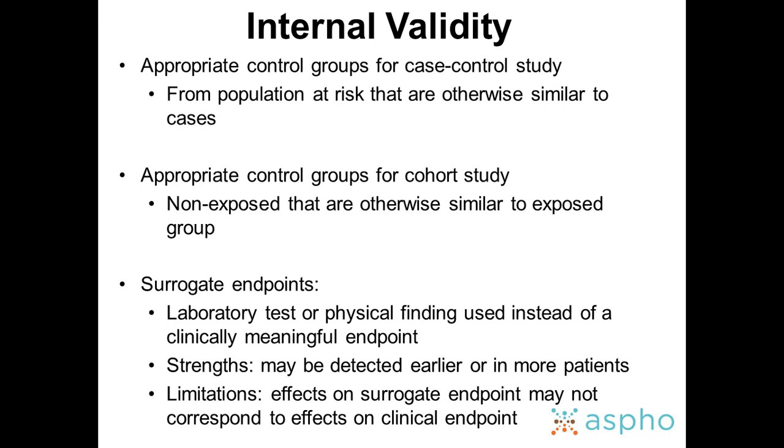In terms of internal validity, we also need to talk about surrogate endpoints. So surrogate endpoints are very commonly used in trials. These are lab tests or physical findings that are used as your primary endpoint instead of clinically meaningful endpoints. And the reason we do that is because they are more likely to be positive and more likely to be positive earlier, which makes our trial shorter and makes our trial more feasible because we need smaller sample sizes. But the limitations are that the effects on the surrogate endpoint may not correspond to the effect that you're really interested in, which is a clinically meaningful endpoint.